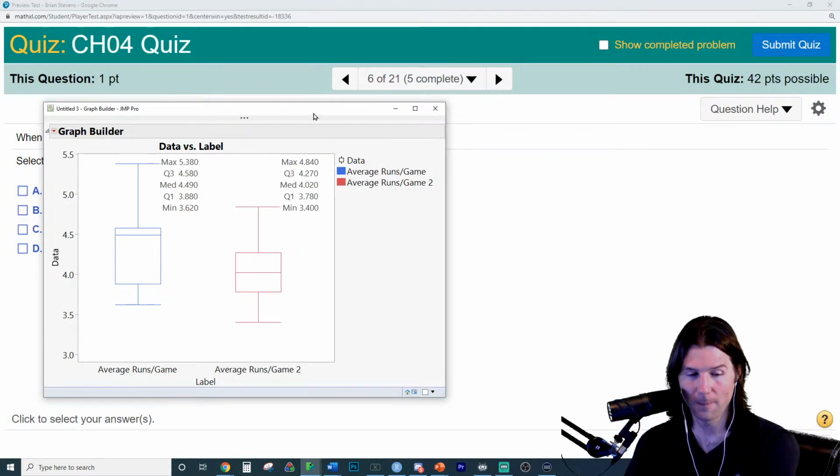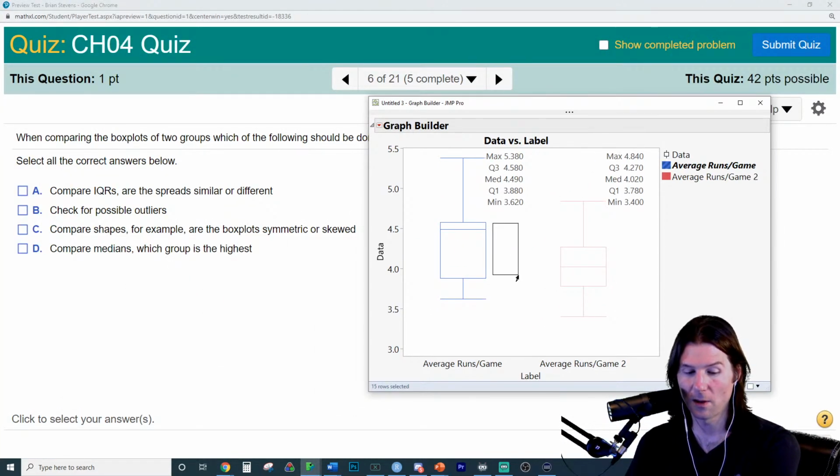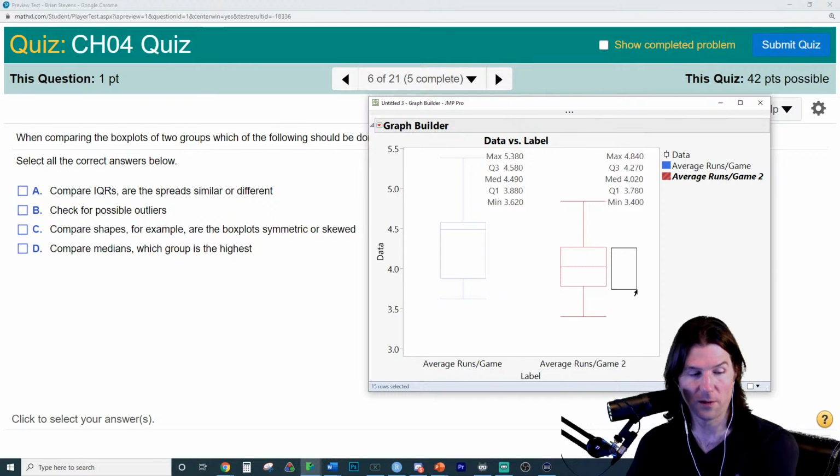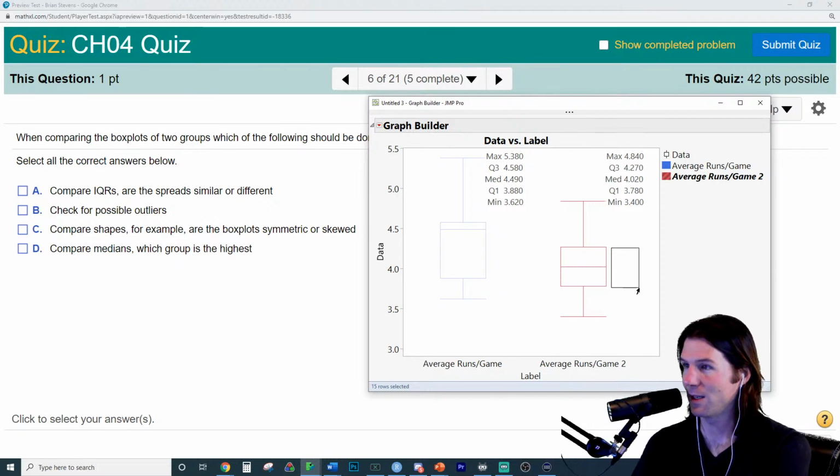Let's bring up some box plots here. Can I look at this one's IQR and say, here's the IQR for this one, and here's the IQR for this one? I definitely can. Can I look to see if there's outliers, to see if there's dots?